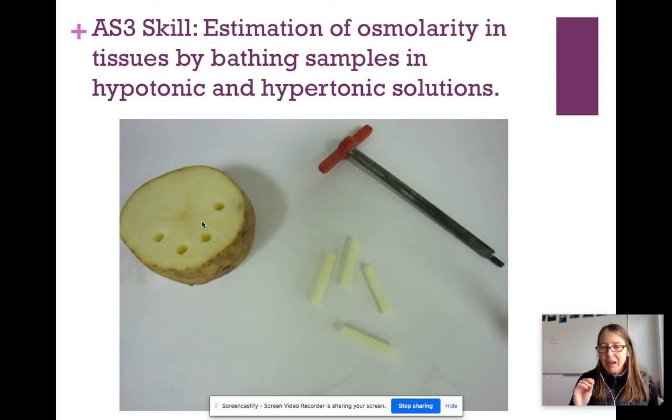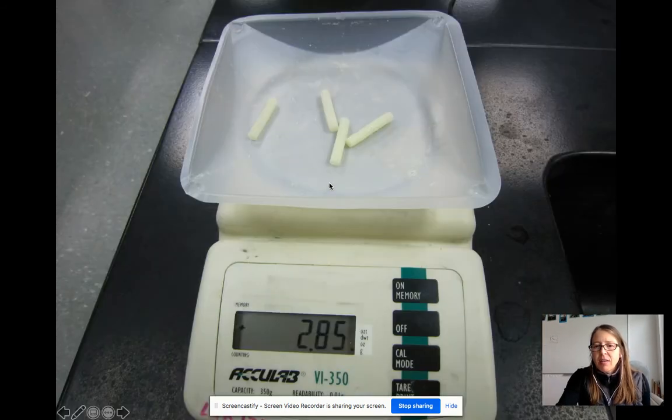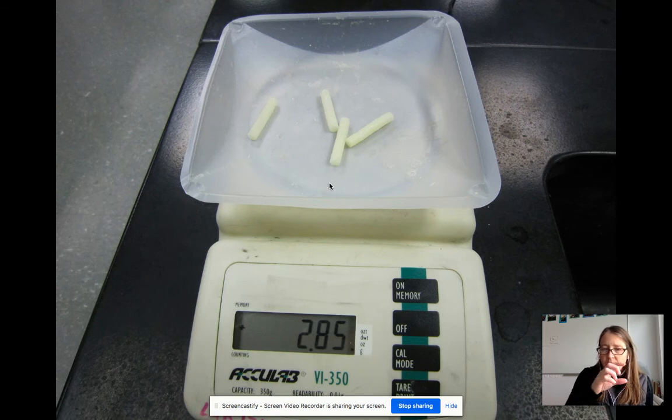So we're going to take a whole bunch of cores of this potato. We don't want the outside because it's hard for water to move in and out. We're going to try to get them uniform in size, but it's not going to be perfect. And then we're going to put these cores, we're going to weigh them, and then we'll put a bunch of different cores into 6 different solutions.